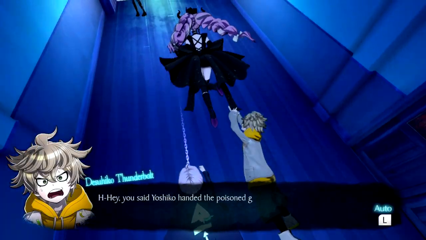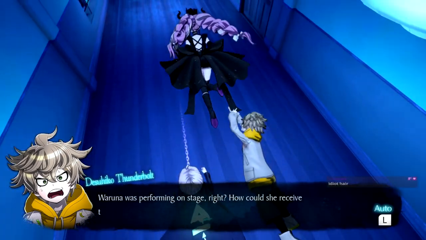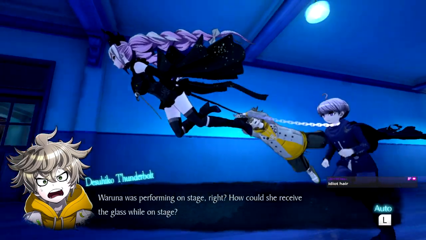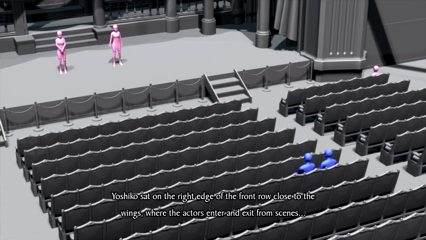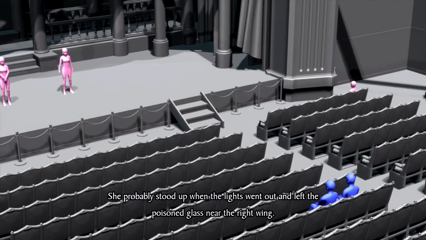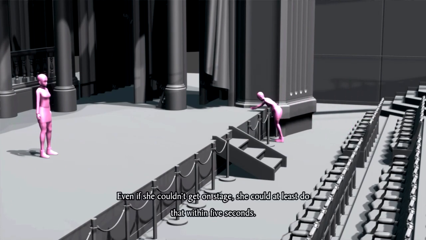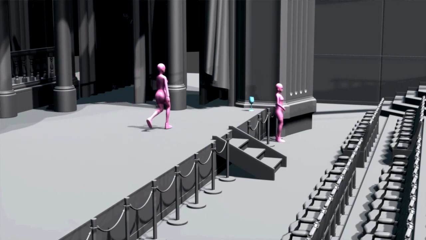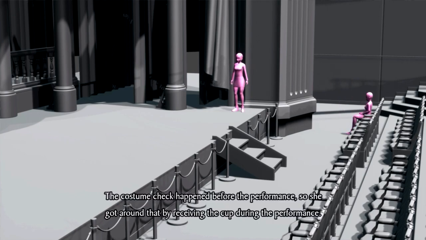Hey, you said Yoshiko handed the poison glass over to Waruna, but Waruna was performing on stage, right? How could she receive the glass while on stage? The only time I can think of is when they turned off the lights. Yoshiko sat on the right edge of the front row close to the wings, where the actors enter and exit from scenes. She probably stood up when the lights went out and left the poisoned glass near the right wing. Even if she couldn't get on stage, she could at least do that within 5 seconds. Then, Waruna picked up the glass and hid it under her costume. The costume check happens before the performance, so she got around that by receiving the cup during the performance.